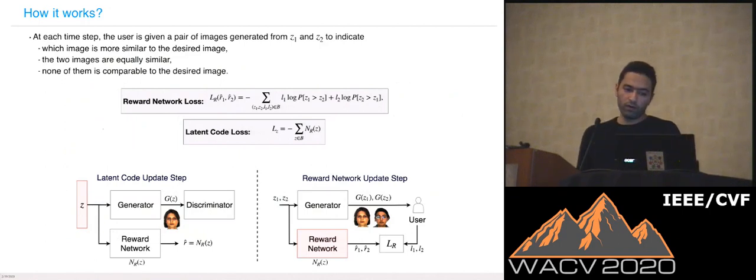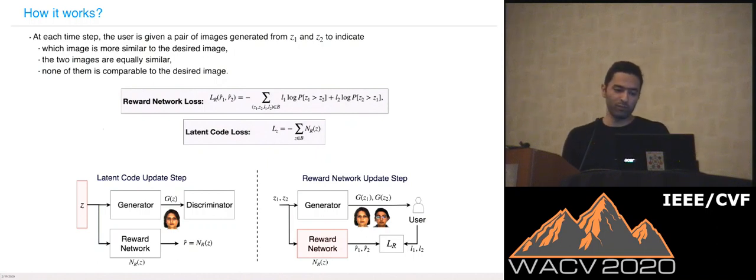To train the model, at each time step our framework proposes and generates two images and gives them to the user. The user compares these two images with the image that they had in their mind, and says which of these two images is closer to the mental image. Based on the feedback from the user, we label these two images, and then we train the reward network to mimic the same judgment that the user gave. And then in the next step, we train the latent code to maximize the output of the reward network.